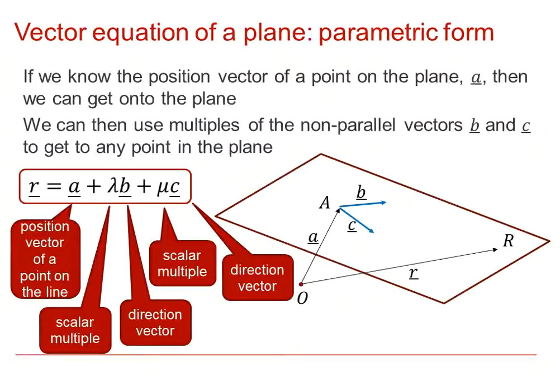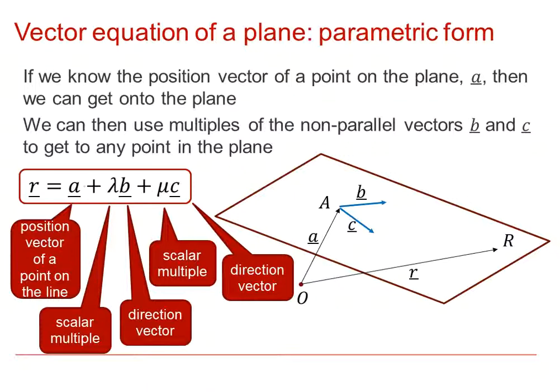If we know the position vector of a point on the plane, usually called little a, then we can get ourselves onto the plane. We can then use multiples of 2 non-parallel vectors b and c to get around the plane. So in this diagram, vector a is getting us onto the plane. Direction vector b allows us to move along the plane, and a different non-parallel vector c allows us to move in a different direction on the plane.